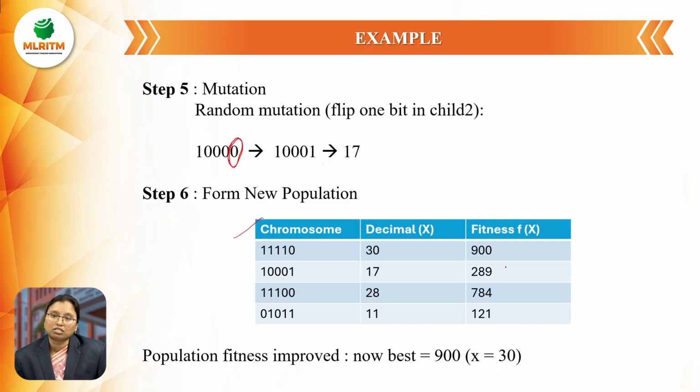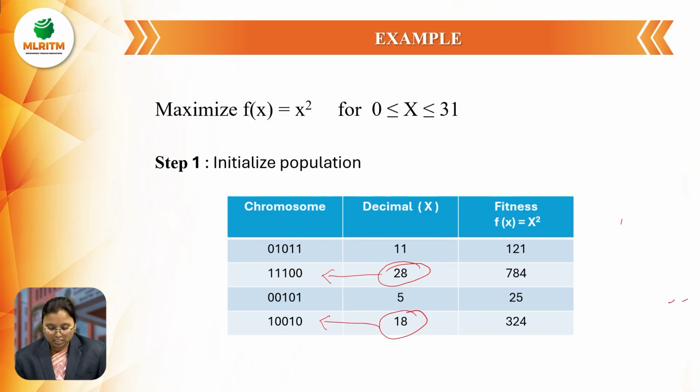Why do we have to do this square? Because we are taking the function f of x equal to x square. Next, 11100, that is 28. So 28 into 28 equal to 784, and the last one is 01011, that is 11. So we are not changing. Whatever we are taking, 28 and 18, the remaining values as usual we have to replace.